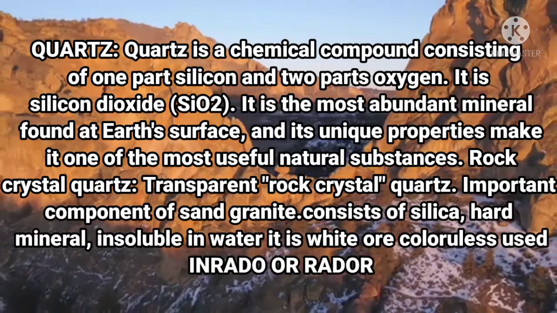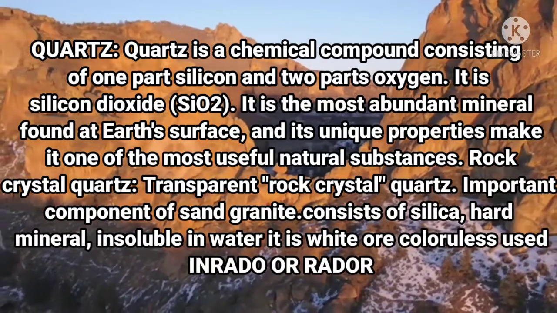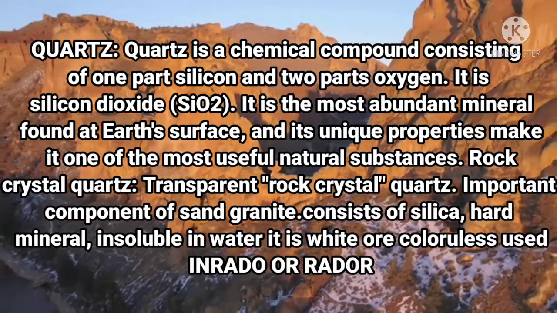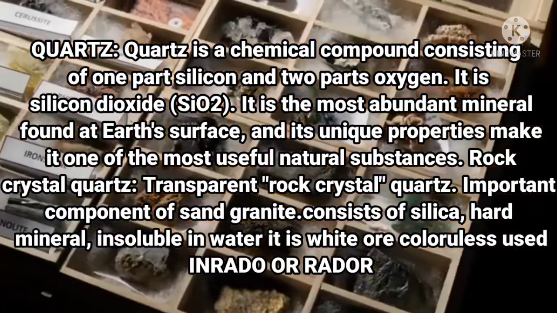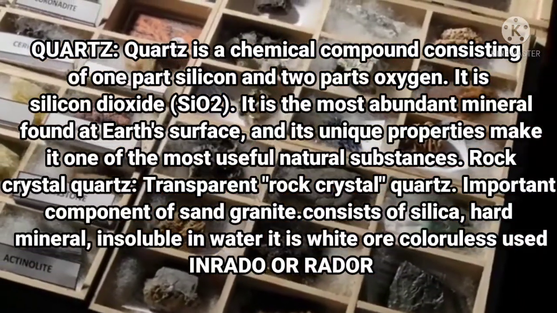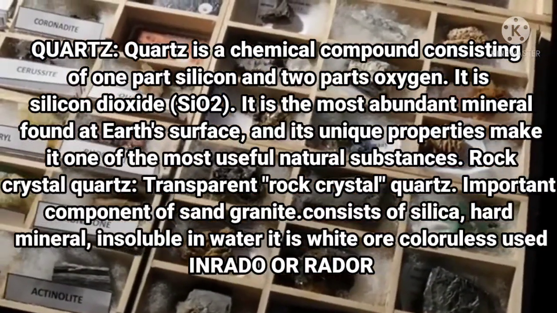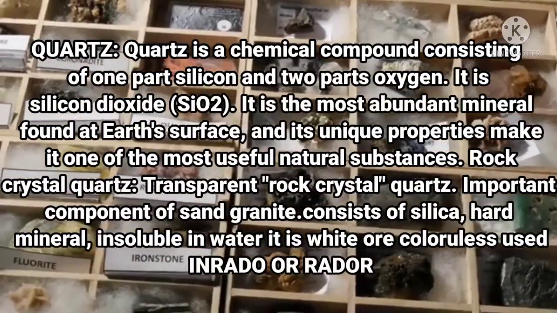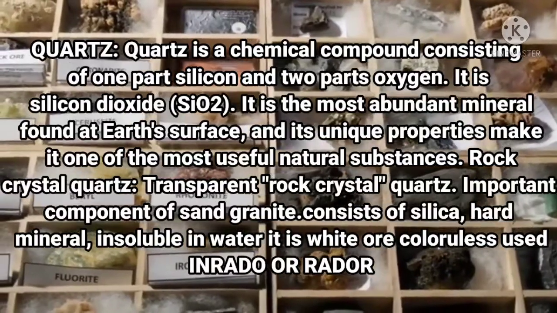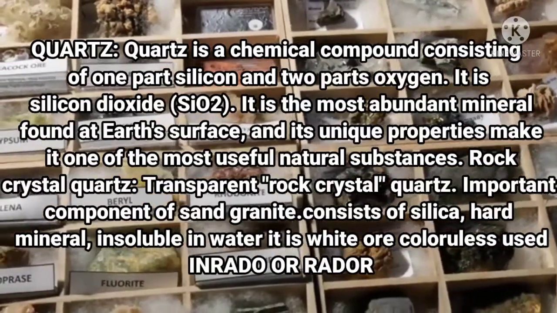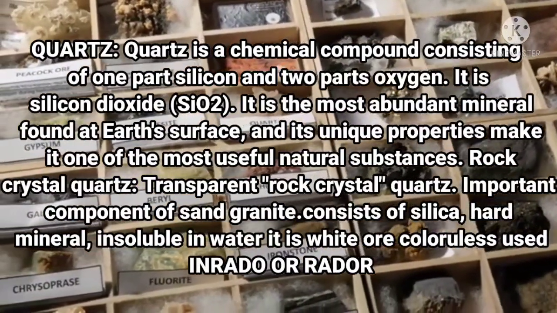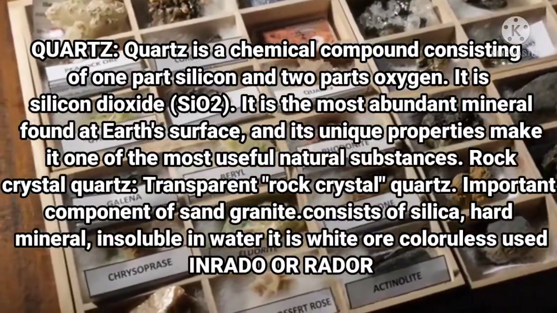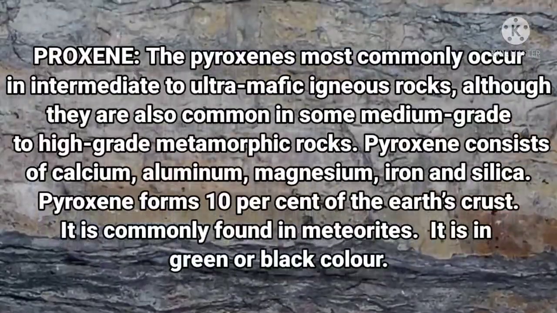It consists of silica. It is a hard mineral, virtually insoluble in water. It is white or colorless and used in radio and radar. It is one of the most important components of granite. It is a major form of pyroxene which occurs very commonly in igneous rocks. Then the next is the pyroxene, as it is a component of quartz.